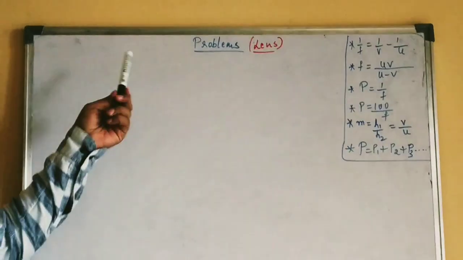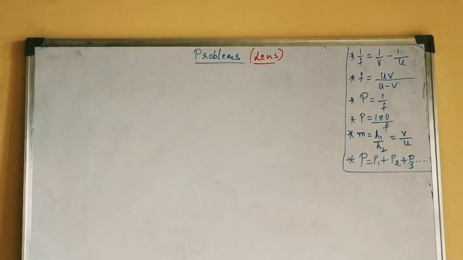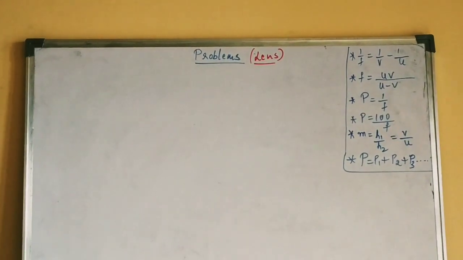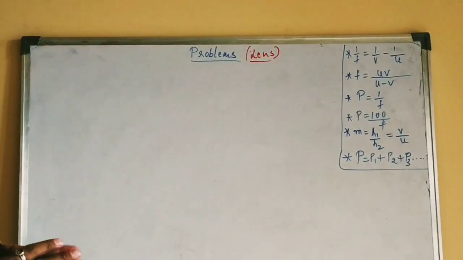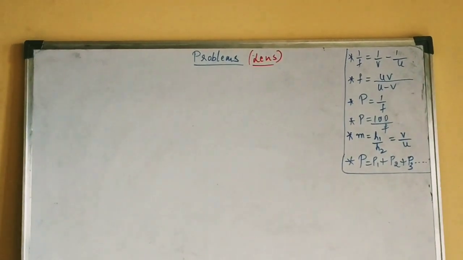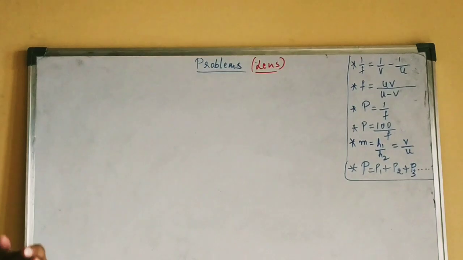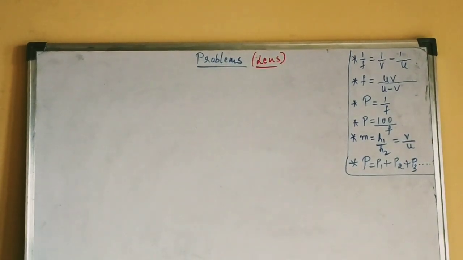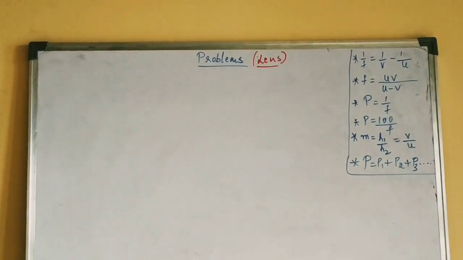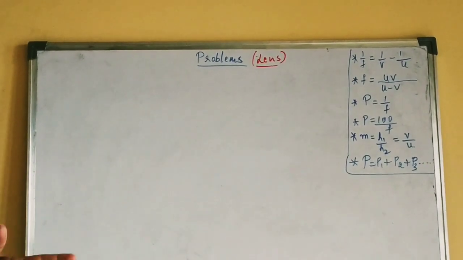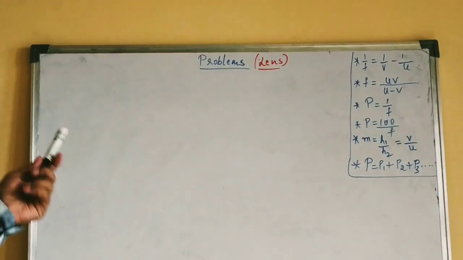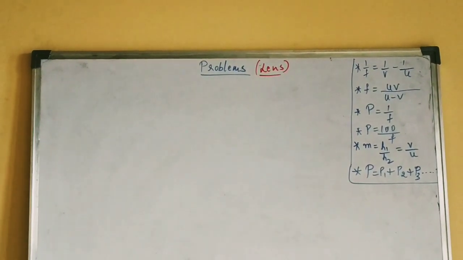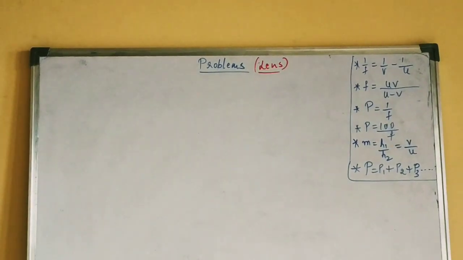Okay students, now we will move to the problems on lenses. We have seen the problems on mirrors, that is concave and convex mirrors. Now in refraction, we have Snell's law, then refractive index, and we have lenses and related formulas. So we have to see the numericals. First we shall solve the numericals on lenses, and then we will come to refraction, the refractive index and Snell's law. Okay.